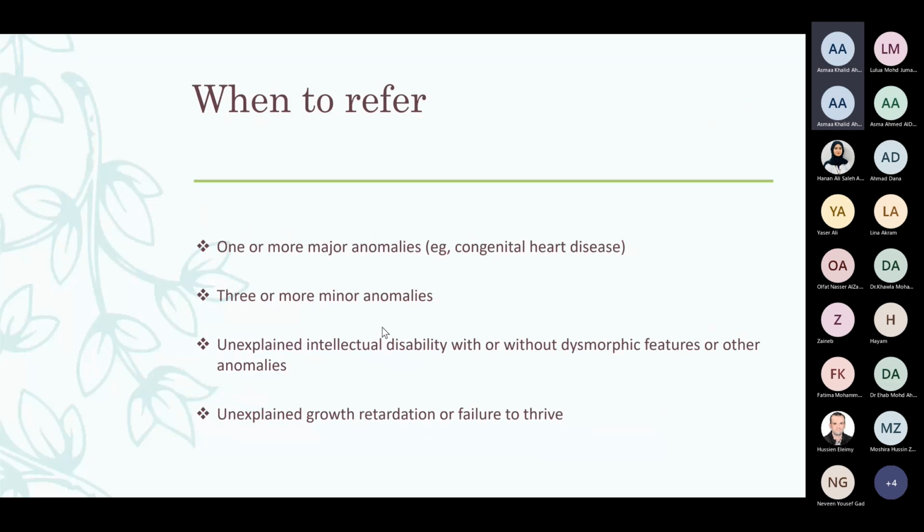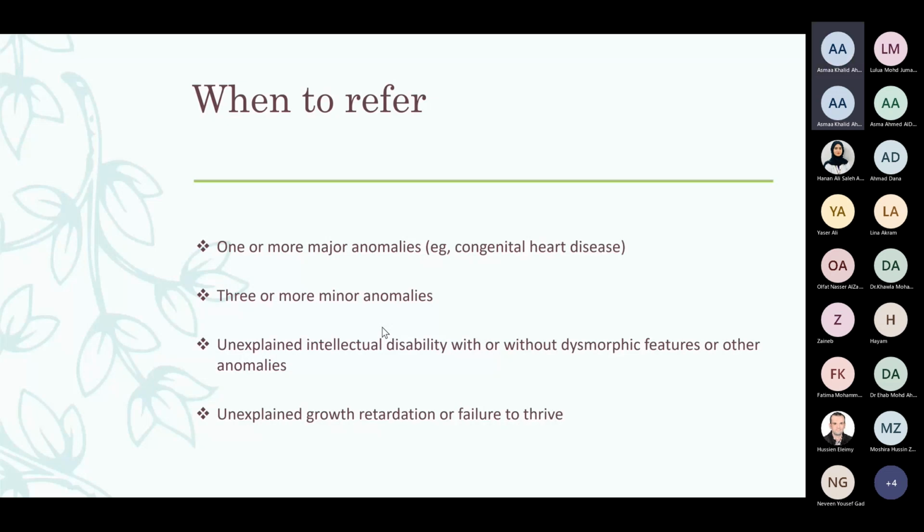Okay, we reached the most important part: when to refer, when to assume that this baby has one or more major anomalies. In UpToDate, it is actually one or more major anomalies, while certain books always say two major anomalies. You have to start looking for abnormalities. Certain major anomalies should make you investigate further, something like ASD or conotruncal abnormalities. These will need further investigation by themselves, even if it's only one.